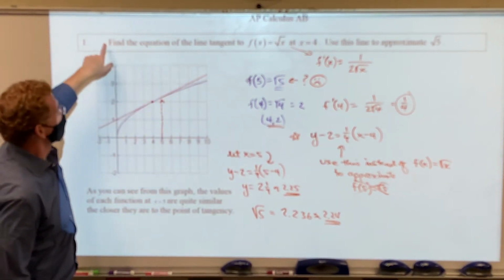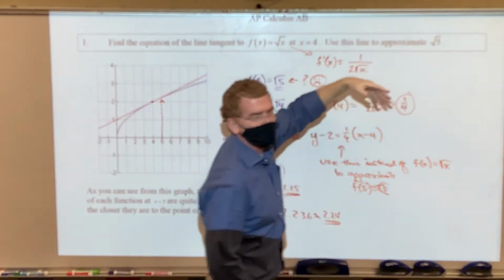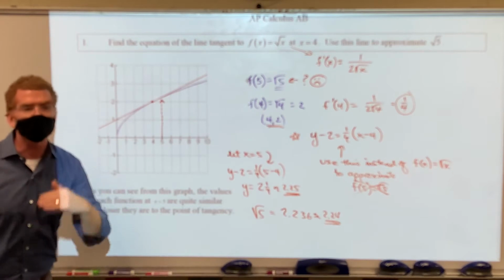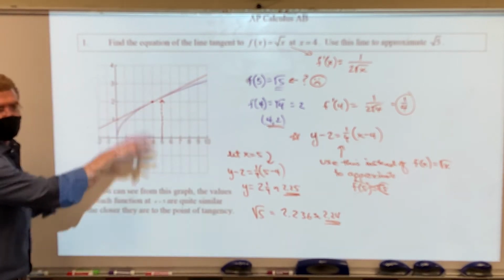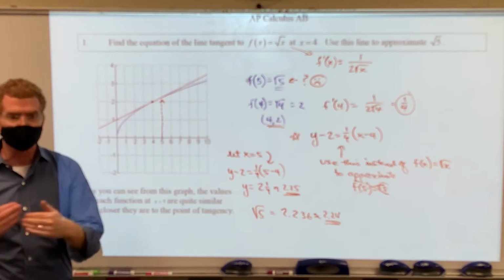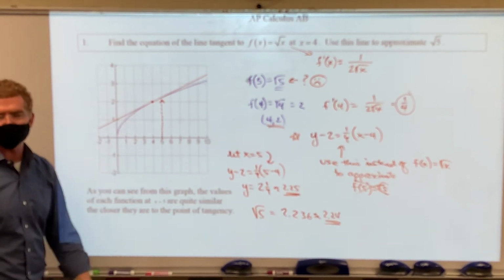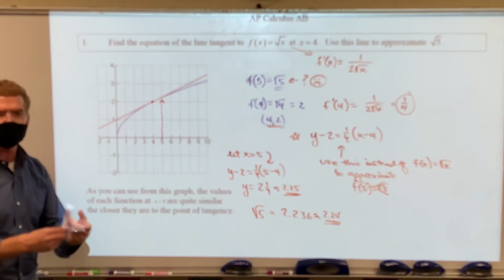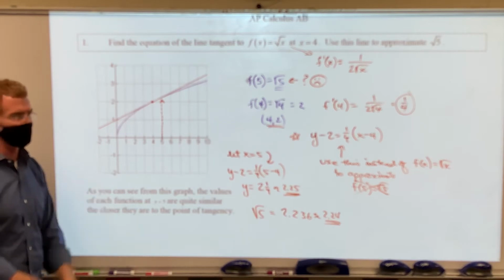If it says, find the equation of the line tangent to that and use this to approximate, or if it says, use a tangent line approximation to blah, blah, blah, I'm going to show you 6 or 7 different ways that they ask this question, so you'll get a little bit more comfortable. And believe me, you're going to see this at least 2 or 3 times on the AP test. Tangent line approximations, or finding the equation of a tangent line, they'll do it over and over and over again.